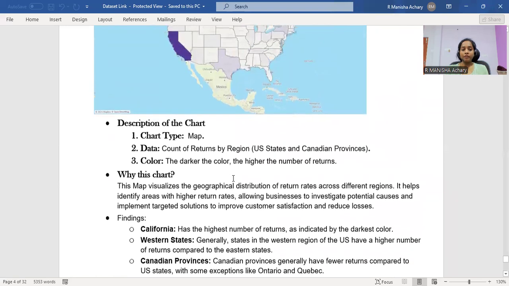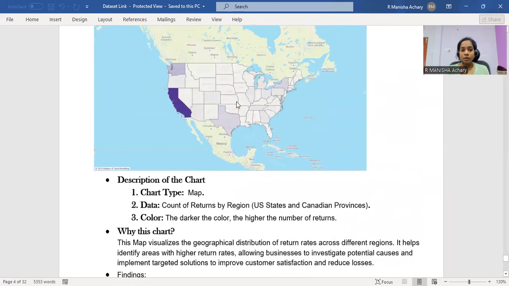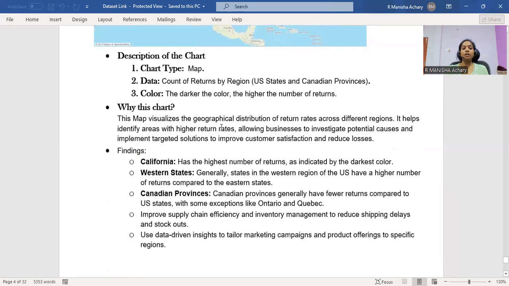What I have found from this map: California has the highest number of returns, as indicated by the darker color. General states in the western region of the US have a higher number of returns compared to the eastern states. Canadian provinces generally have fewer returns compared to US states, with some exceptions like Ontario and Quebec.